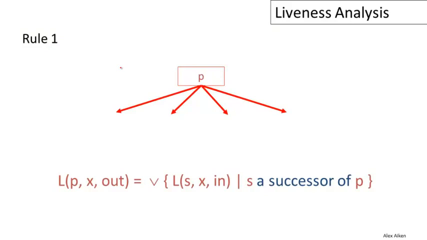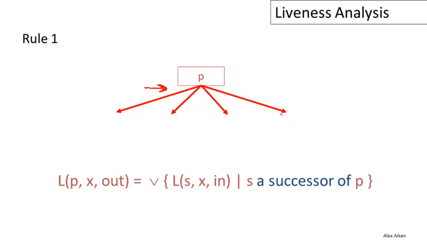So here, we're defining what it means for x to be live at this point here. Immediately after p, is x live? Remember what the intuition is. The intuition is that the variable x is live right after p if the value of x is used on some path, on one of the paths that begin at p.